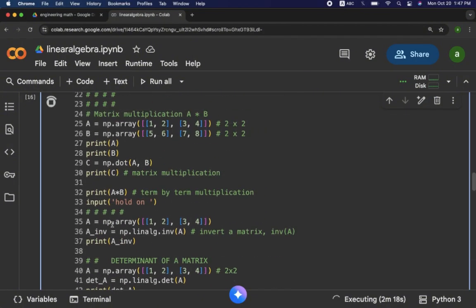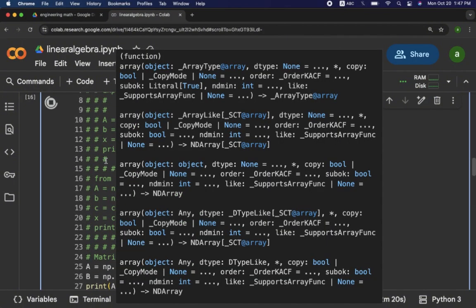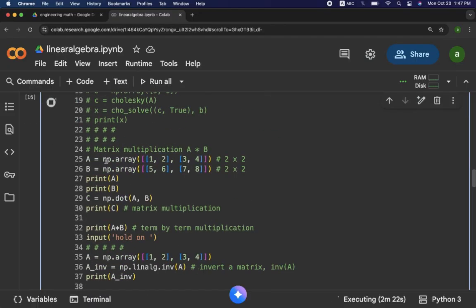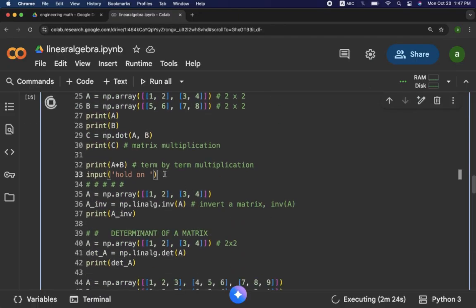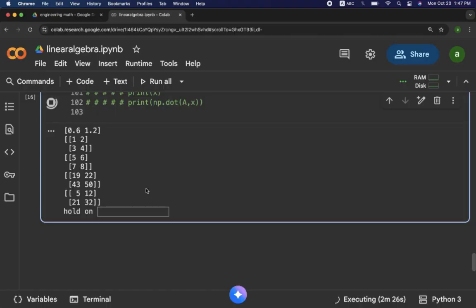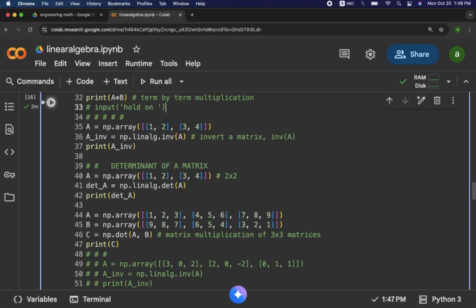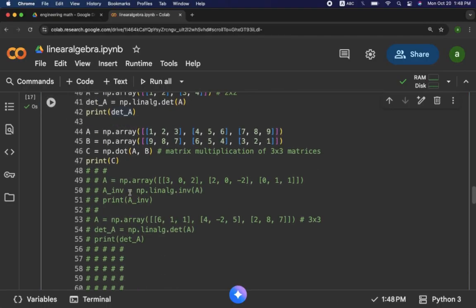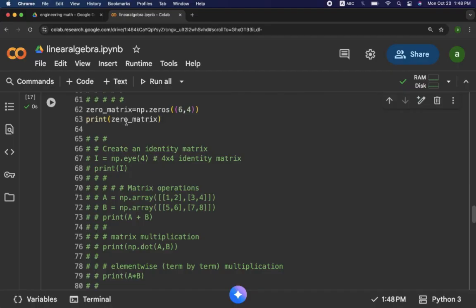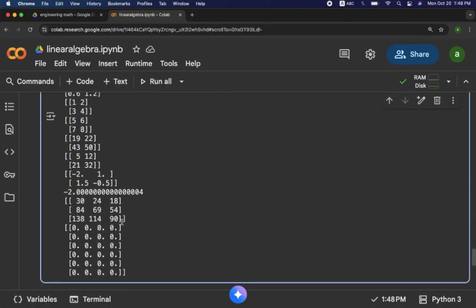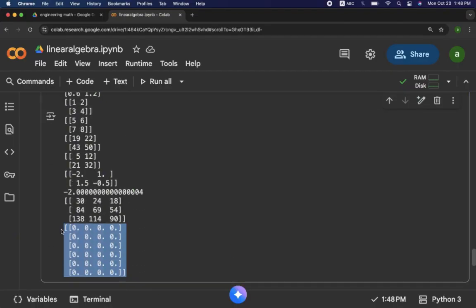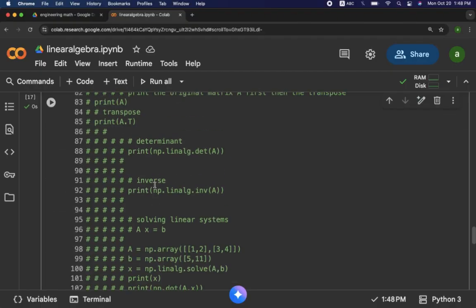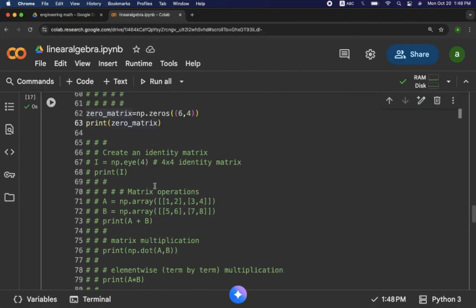So let me uncomment the previous line and then just run this again. So here I just enter. So this is the zero matrix. That's what I want to print at last here. It's a 6 by 4 matrix of zeros as we expected.